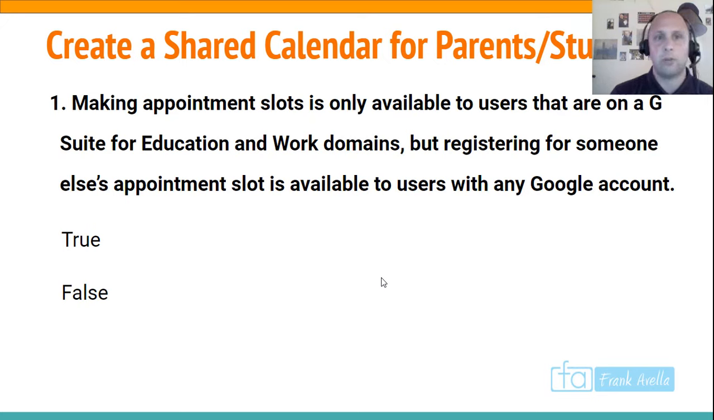All right, so making appointment slots is only available to users that are on G Suite for Education and work domains, but registering for someone else's appointment slot is available only to users with any account. This is a little bit tricky. Yeah, true, right? So if you want to be the one that makes them, it's only available to users that are on G Suite for Education or G Suite for work domains. But registering for someone else's appointment slot is available to anyone with a Google account.